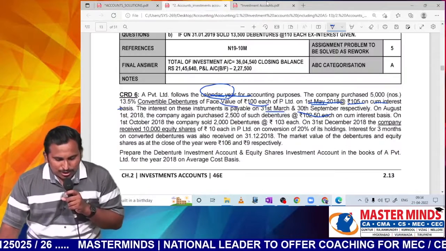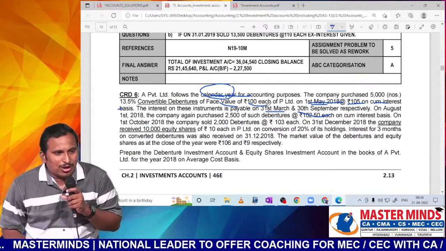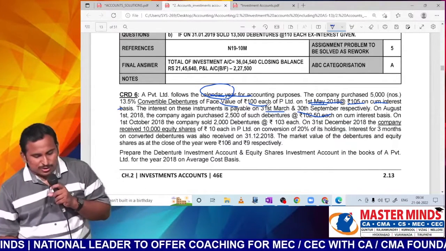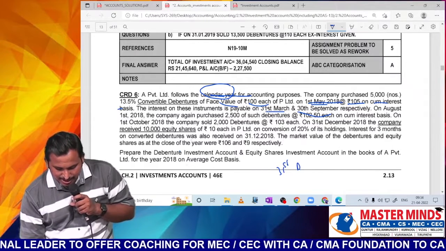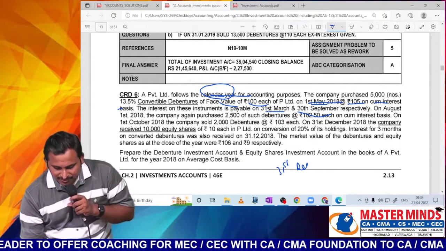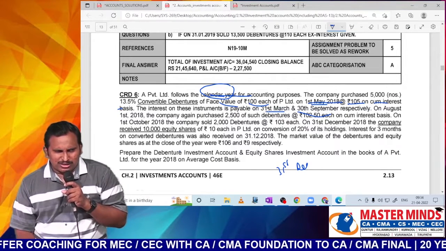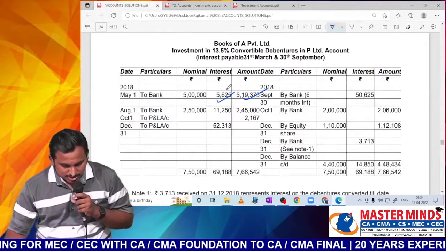Sir, look into the question. Year ending and interest due dates, are they matching or not? Because otherwise there is accrued interest. Year ending is 31st December. Interest due dates are 31st March and 30th September. Matching. Accrued interest will be there or not? Yes. Sir, have we written accrued interest?